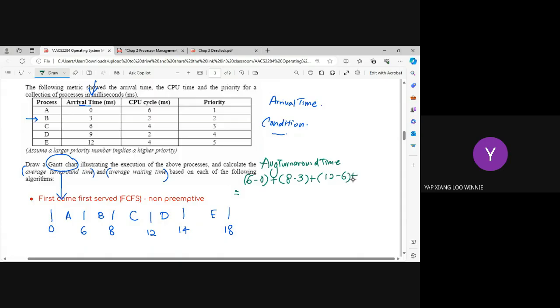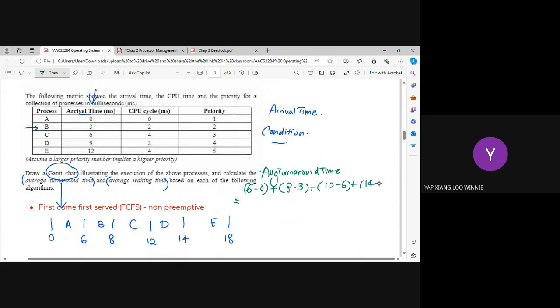And we're going to follow by process D. Process D finished at 14 milliseconds and it actually arrived at 9 milliseconds. I don't know why I keep on saying start. And one more, which is process E, which ended at 18 milliseconds and arrived at 12 milliseconds.